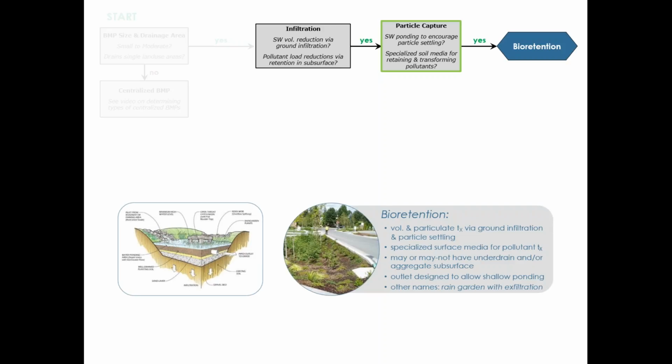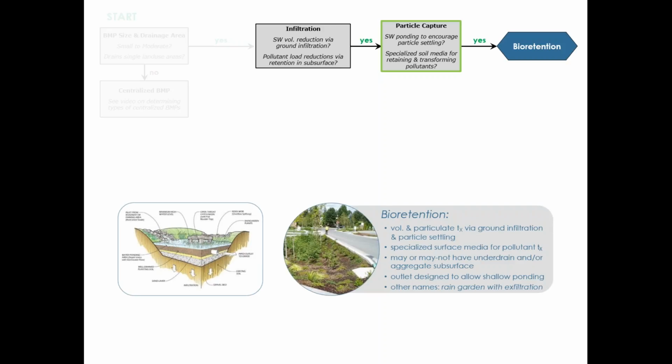If this is an infiltrating BMP, we then want to know if it ponds stormwater to encourage particle settling, and if it has a specialized soil media to retain and transform pollutants. That is, is the BMP designed to retain or attenuate flows to reduce velocities and allow for particle settling prior to releasing the storm event volume? And is there a specialized soil media to further encourage retention of particulate and dissolved pollutants within the BMP? If yes, you have a bioretention BMP.